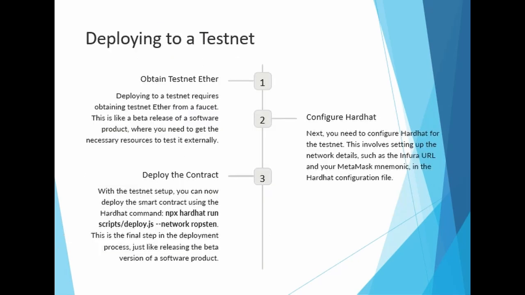Now, we'll deploy to a testnet. A testnet is a blockchain powered by the same software but to be used for testing without risking real funds or the main chain. First, we need to obtain testnet Ether. We need to obtain Ether from a faucet, which is basically a website or a person who distributes testnet Ether for free.